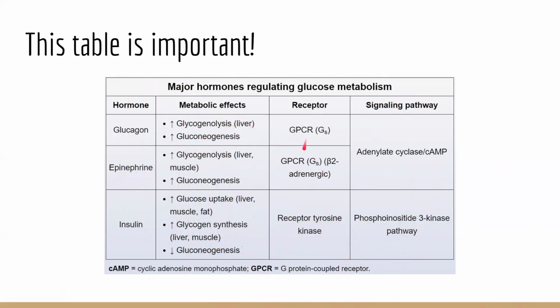The receptor for both of these is similar, just like for epinephrine, where you need to remember the adrenergic part. For insulin, you need to remember that the receptor is tyrosine kinase. The signaling pathway is the same for glucagon and epinephrine, which is easy to remember because they're doing the same thing. They're both increasing glucose.